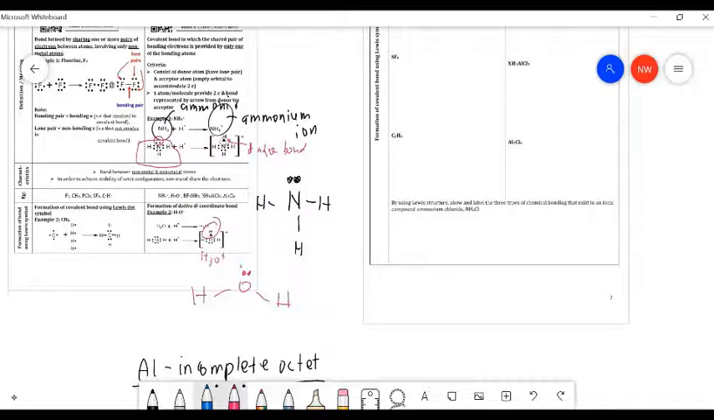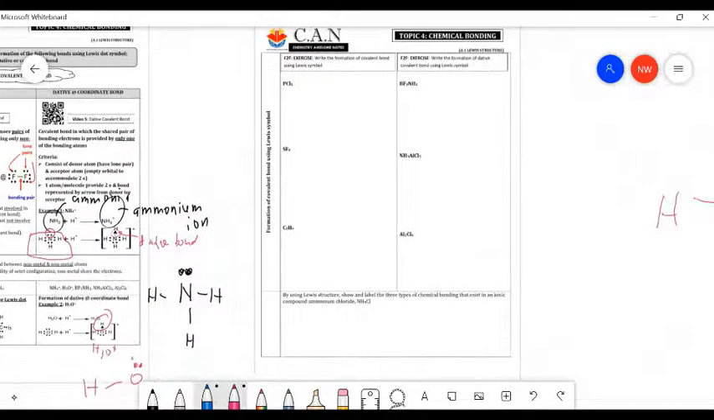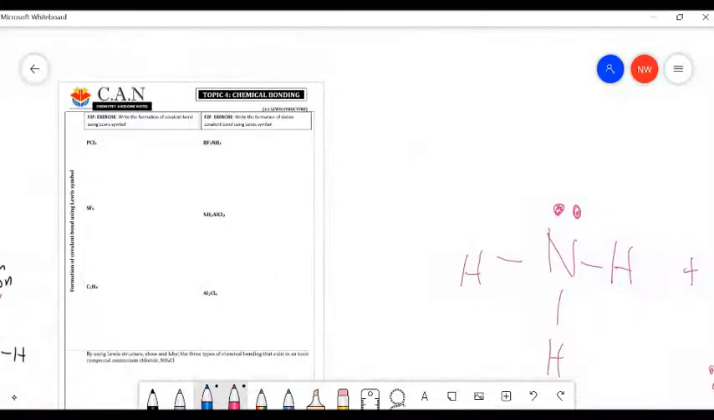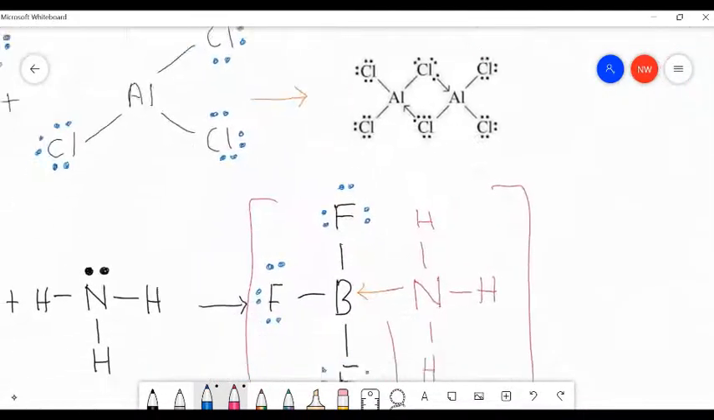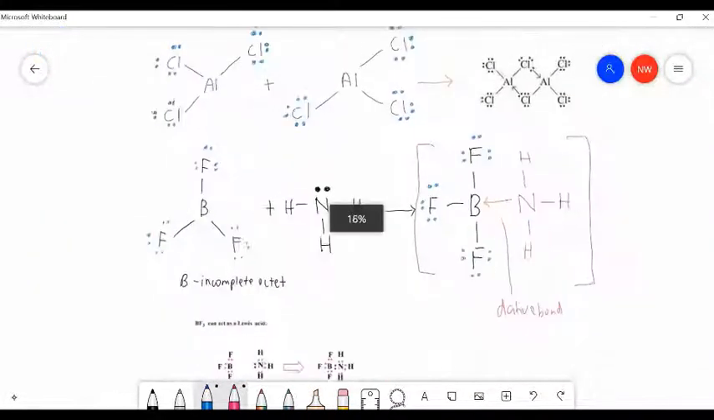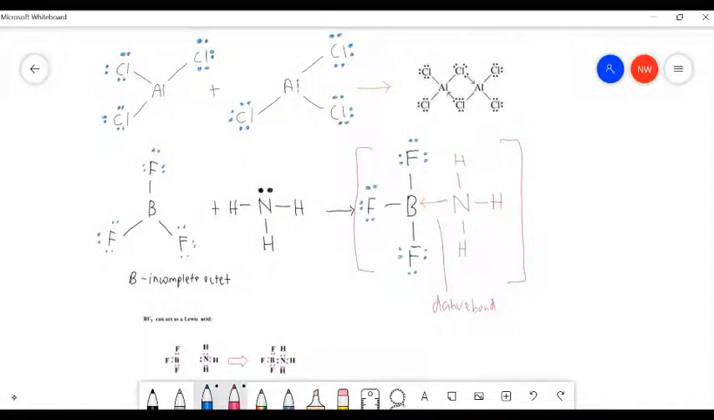Okay, so let's see the example for the dative bond. The reaction between BF3 and NH3 forms a molecule. As you can see here, I draw the BF3 and NH3. For BF3, boron has an incomplete octet. Remember, I already told you about the incomplete octet. Boron, beryllium, and aluminium, the bebal group, have an incomplete octet.